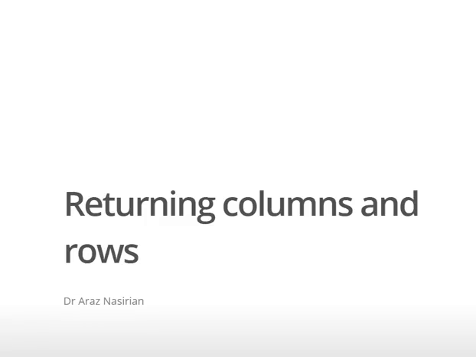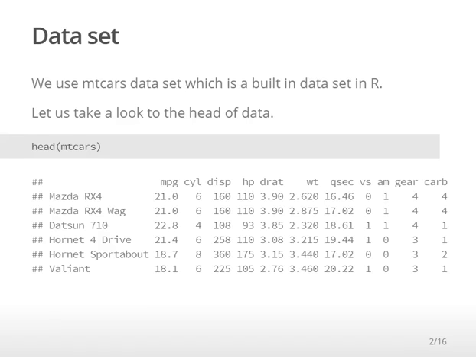In this video, we want to explore how we can return different columns and different rows from a data set inside the R environment. The data set that we're going to use in this video is mtcars. mtcars is a built-in data set in the R environment, and you don't need to use the read.csv function to load any data. It's already there.